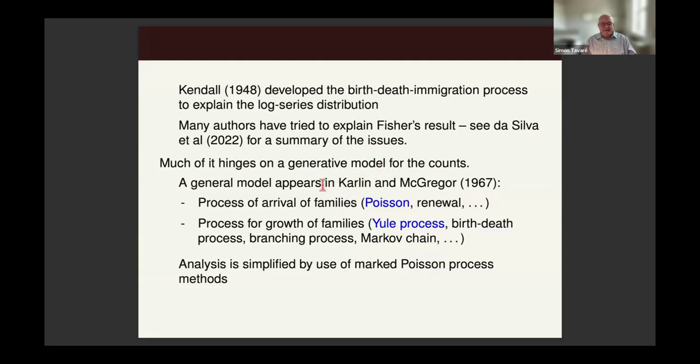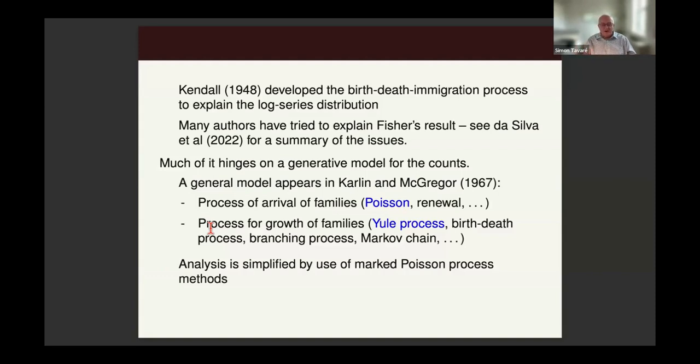And the model I use is one which actually appeared in Carlin and McGregor in 1967, but was anticipated by several people like Bartlett and so on before. So the idea is that you watch a process of arrivals of families. They could be Poisson arrivals or a Neyman-Scott process or whatever. And once those families arrive, the growth of the families follows a given process, like a Yule or a birth-death or a branching process or a Markov chain, and so on.